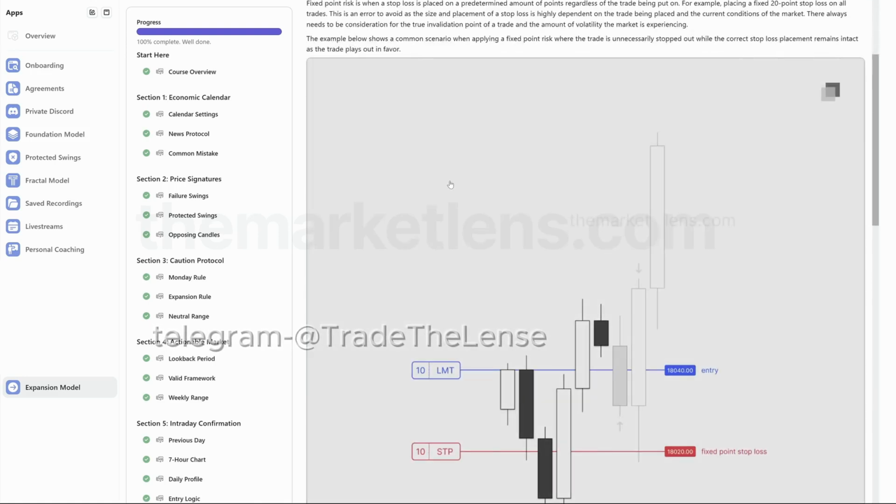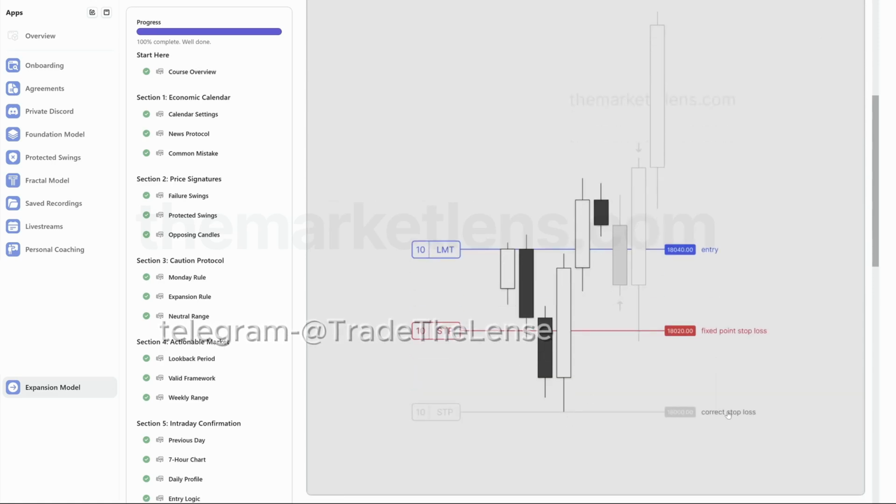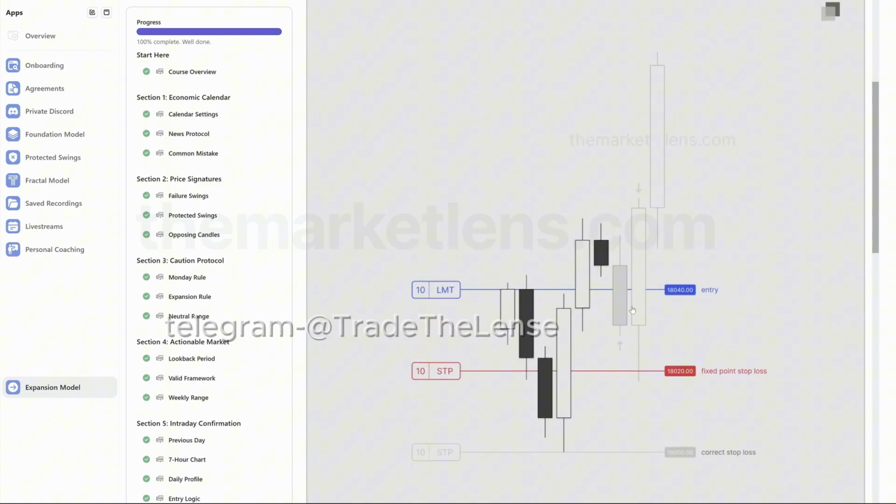That doesn't work consistently. Some trades are going to need to use a 40-point stop loss. Some trades are going to need a 30-point, maybe less, maybe more. It's always changing. And we want to have our stop loss at the correct area. That is the invalidation point. So we're trading the chart, not a fixed point risk. And this is what we want to avoid doing. This example shows you could get stopped out because of a fixed point risk where you should have still been in that trade if you had the correct stop loss.